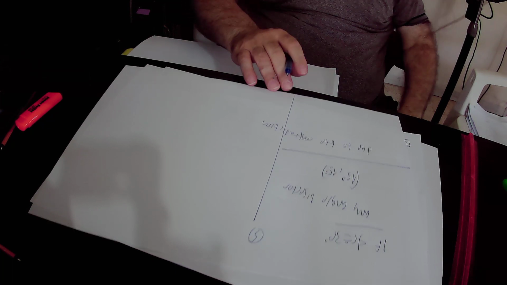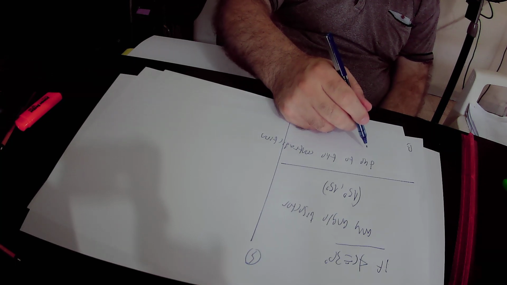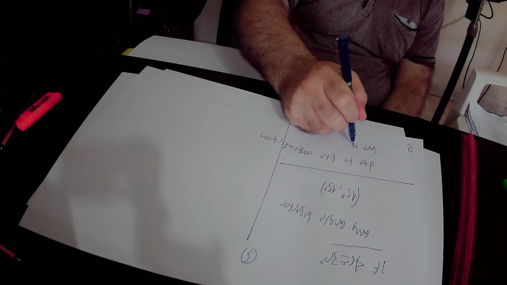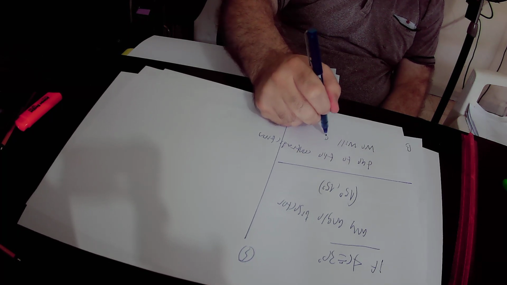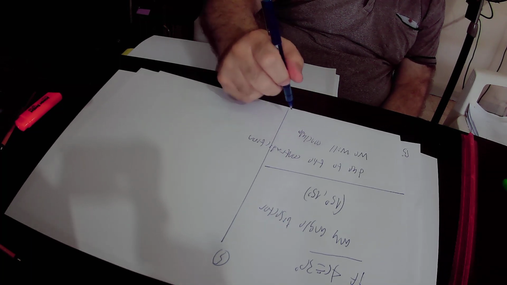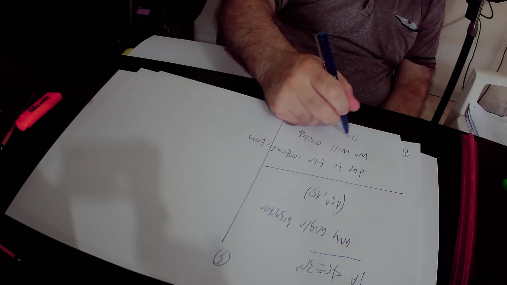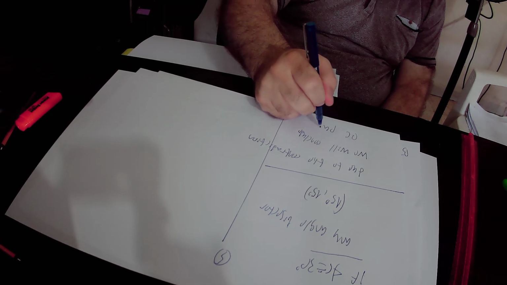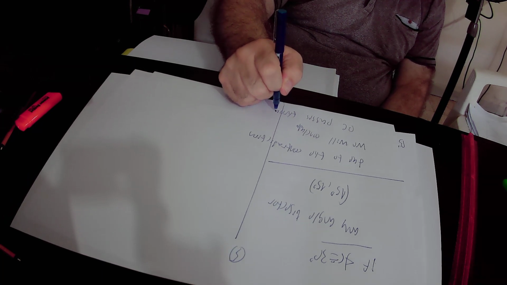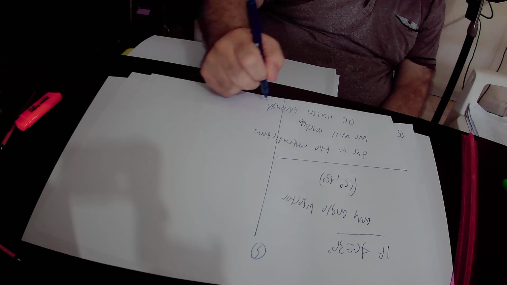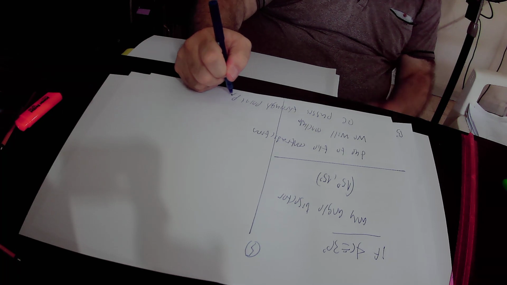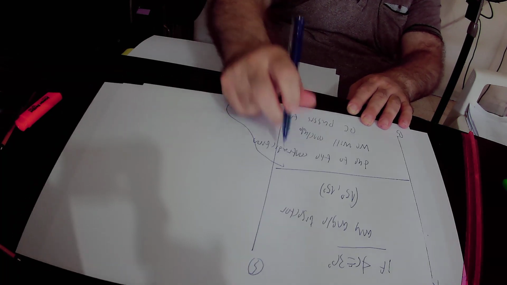Therefore, we conclude that our assumption was not correct, and we conclude that OC passes through point P. OC passes through point P.